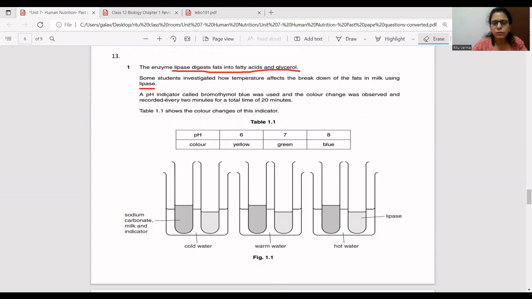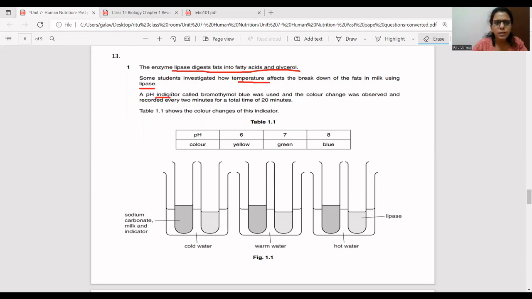Now here what they are checking, what they are investigating, they are investigating the effect of temperature. Okay, effect of temperature on the action of lipase enzyme. Okay, so here action of lipase is dependent variable and temperature is independent variable.